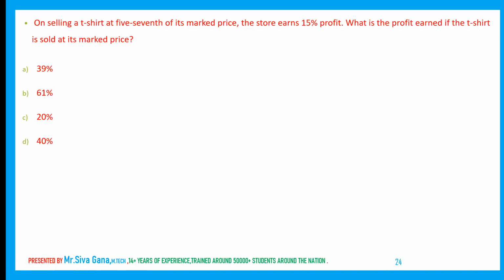On selling a t-shirt at 5/7 of the market price, MRP being the market price, the store earns 15% profit. So 5/7 of the market price is the selling price. I can also write this selling price another way. He is getting 15% profit. Let us say the cost price is CP, and he is getting 15% of CP. This is the cost price and this is the profit, which together give the selling price.